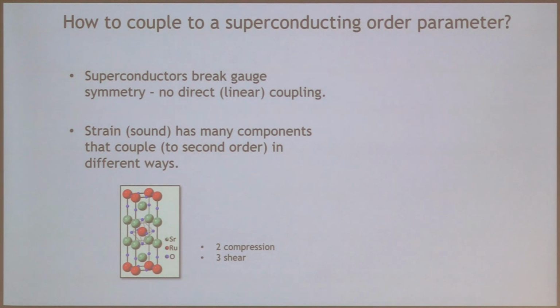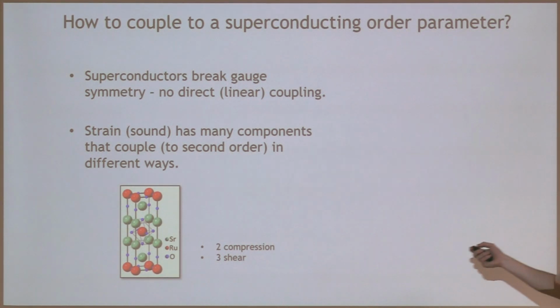So the problem is superconductors also break gauge symmetry. So you can't just put orthorhombic strain on your crystal and expect to directly couple into the superconducting order parameter, because it breaks other symmetries. So what it means is there's no linear coupling. So what we do is we just throw everything we can at it, which is sound.